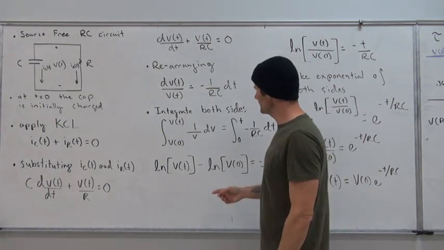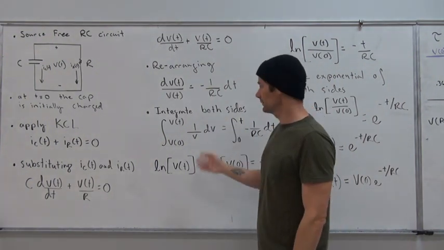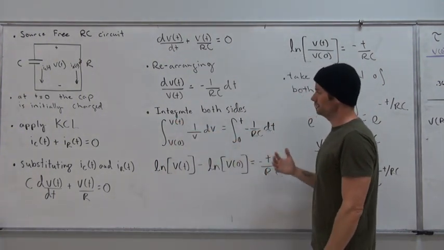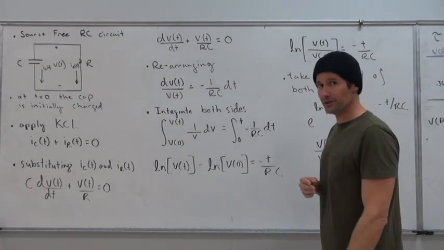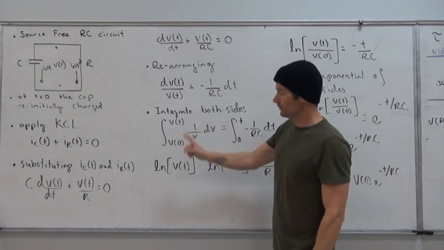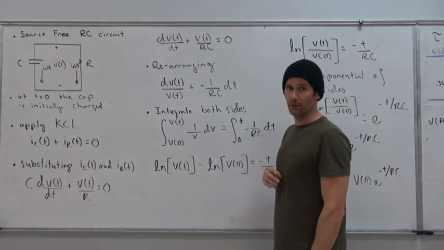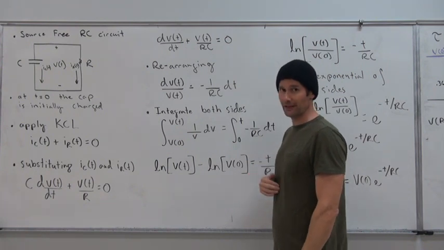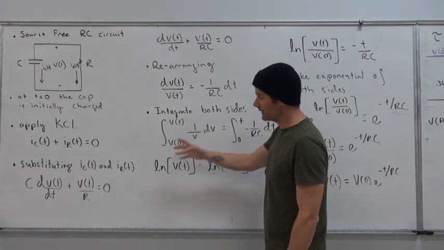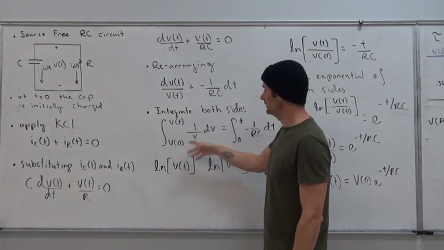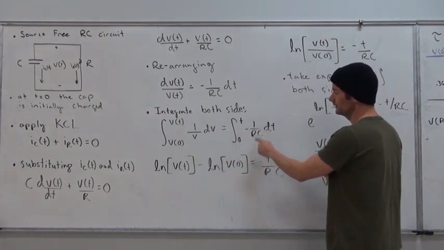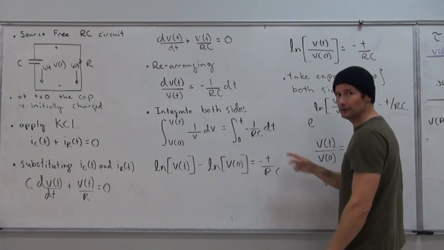Well, when we consider the definite integral, we normally would say from negative infinity up until some specific point in time. But in this case, and I'll explain why in just a bit, there's no reason to actually denote negative infinity here because we actually know what everything is going to be before t is equal to 0. We'll talk about that timeline in a bit as well. So we integrate from V naught to V of t of 1 over V dV, and then we integrate from 0 to t of negative 1 over RC dt.